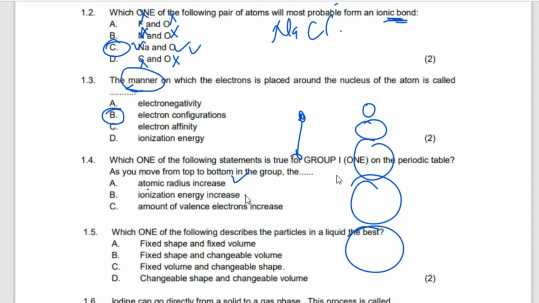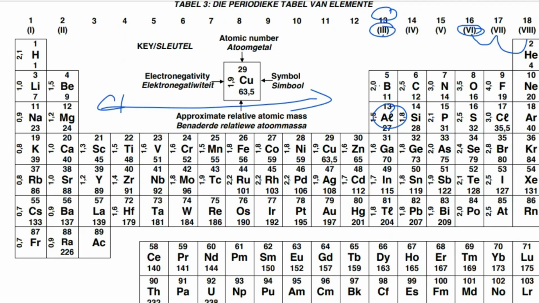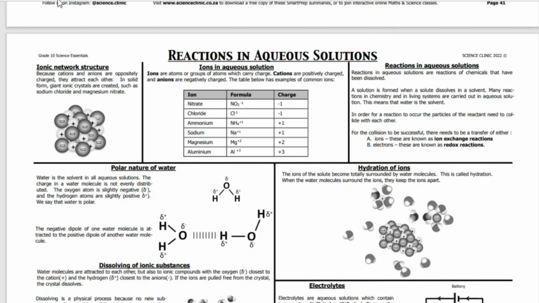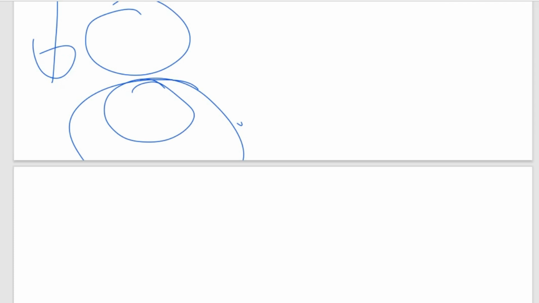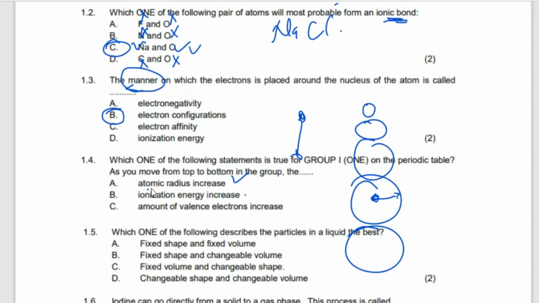Ionization energy increases? No, because you're moving far from the nucleus. So ionization, to remove an electron, is easy. That's why as you are going down group 1, you'll find francium is the most reactive element, the most reactive metal. Why? Because it can easily release these electrons. Hence, the answer here is going to be A. So I give it 2 marks.